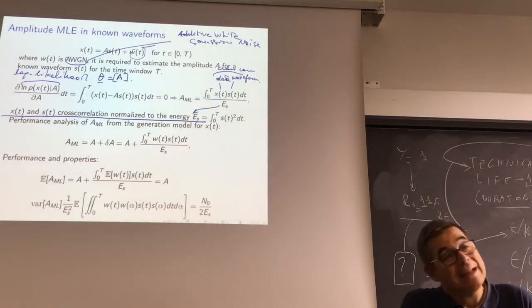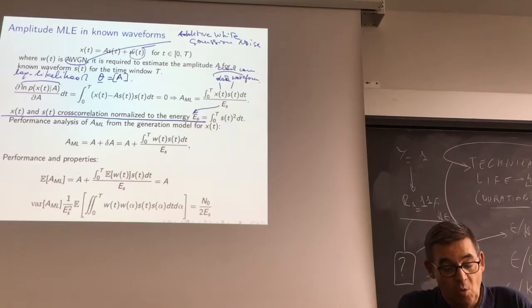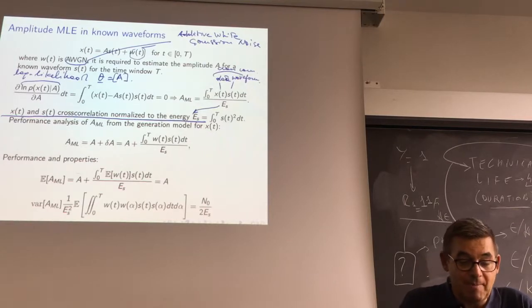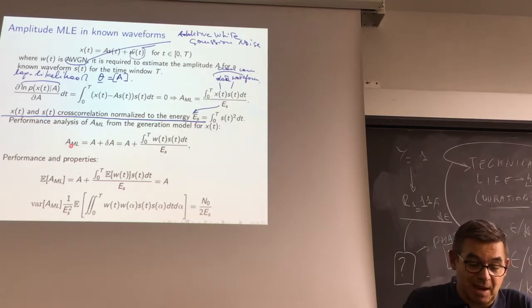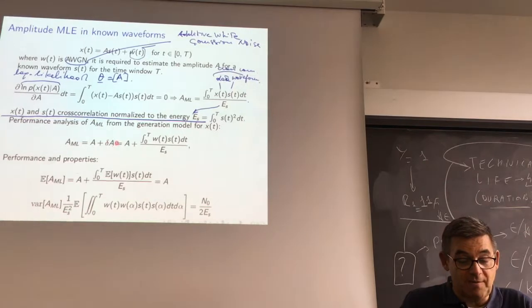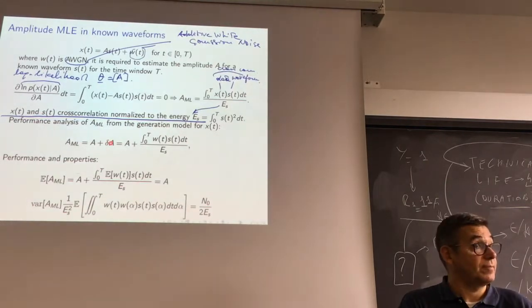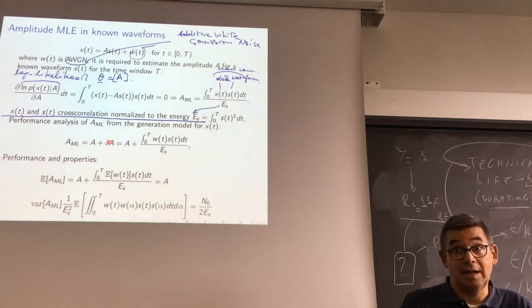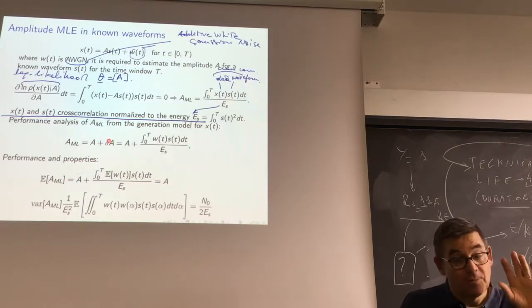Now, when I make the analysis of the performance, what I say is that the maximum likelihood estimate is equal to the true value plus delta A. Now, if the mean value of delta A is 0, then the estimator is unbiased. Okay.